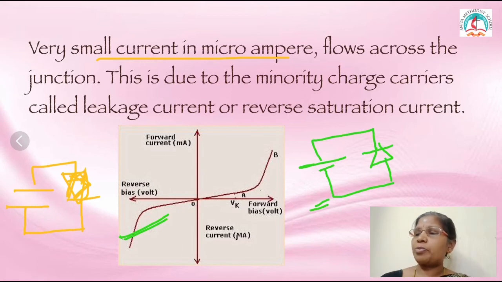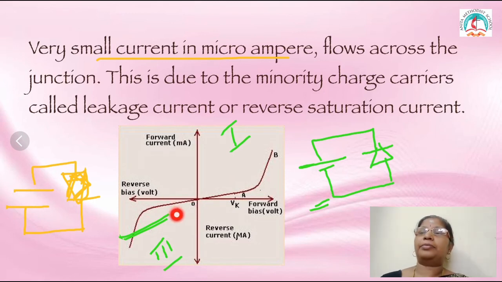The curve represents both the forward bias and the reverse bias. In the first quadrant, the curve is the forward bias. In the third quadrant, the graph is for reverse bias.